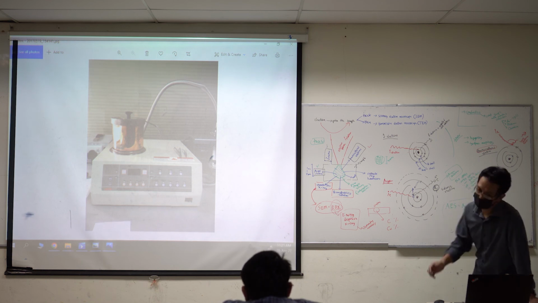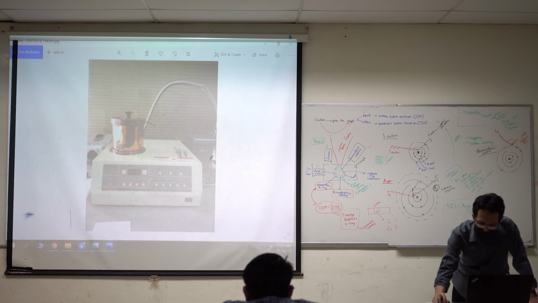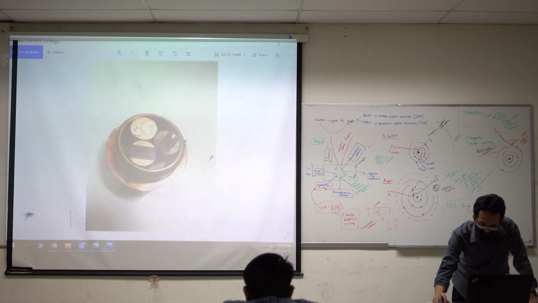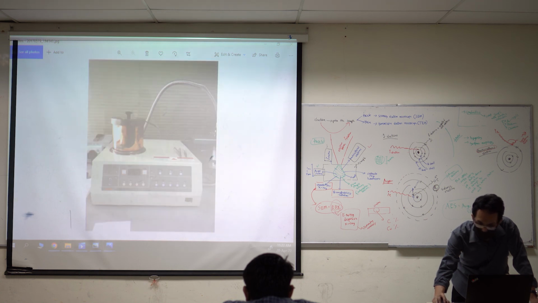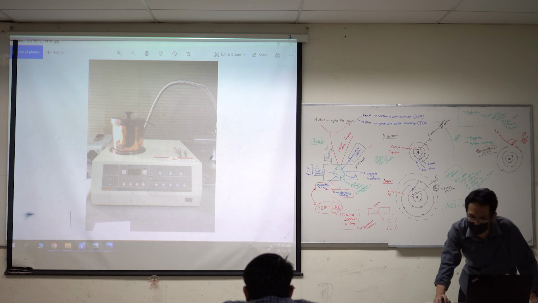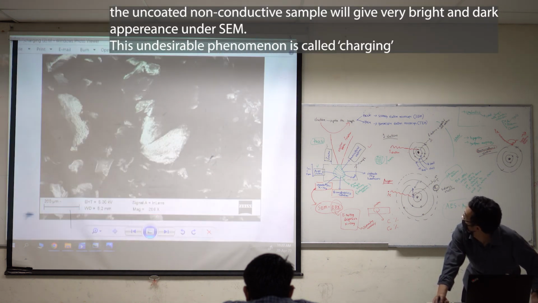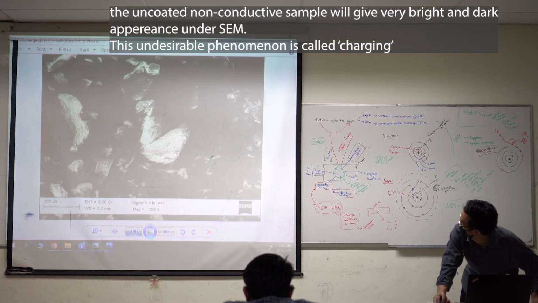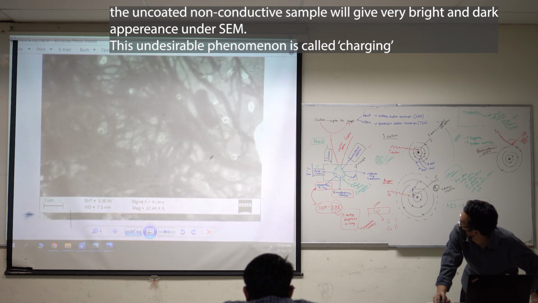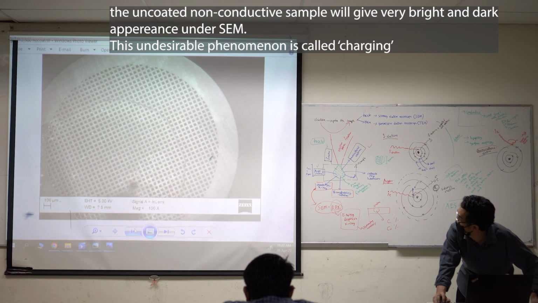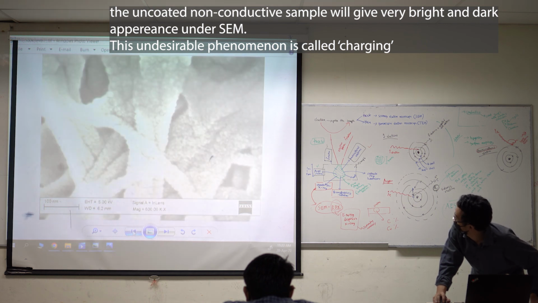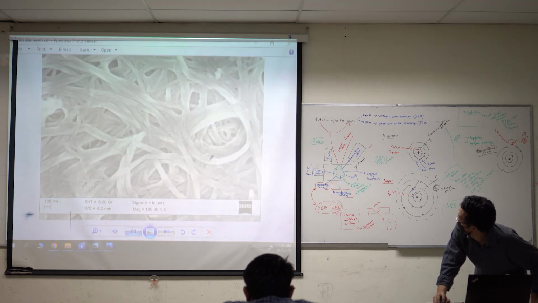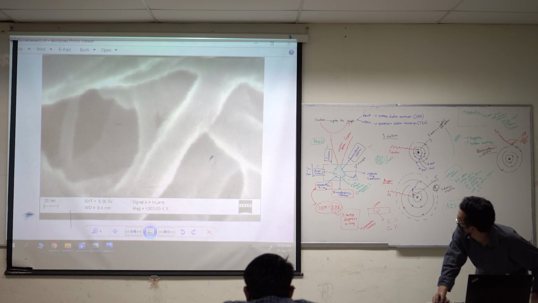So you need to coat it. If you don't coat it, what you see is something like this. Okay, so this is the image when you don't coat the sample. It's dark and white, and it's not nice. That's why you need to coat. So this is when you don't coat. But coating last. Okay, so you can see this thing here.